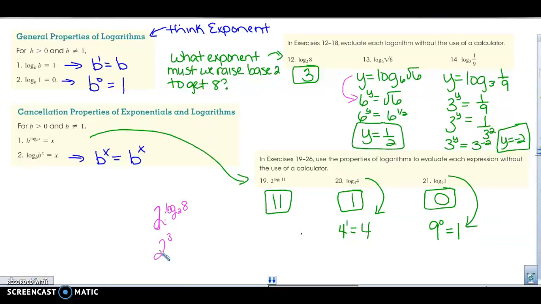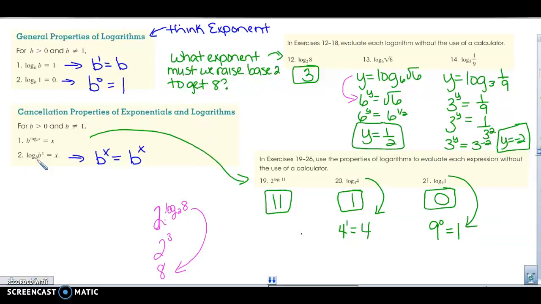So if you raise 2 to the 3rd power, what do you get? 8. We want to be able to go from here to here using this property, realizing that when we see this, this is representing whatever's necessary to raise 2 in order to get 8. So if you raise 2 to this, you're going to get 8. Just like in this example, how we got 11.